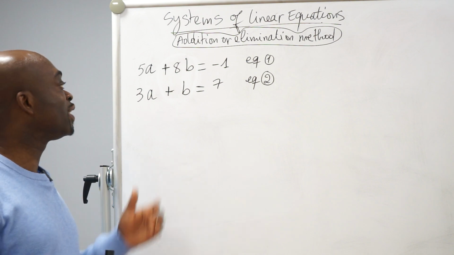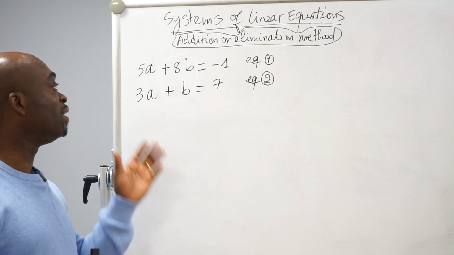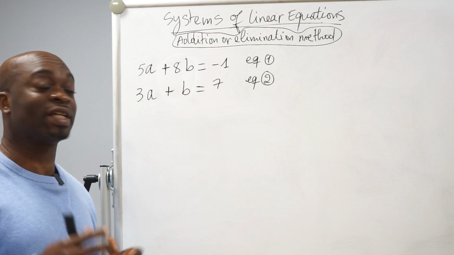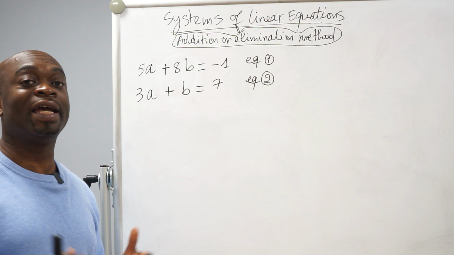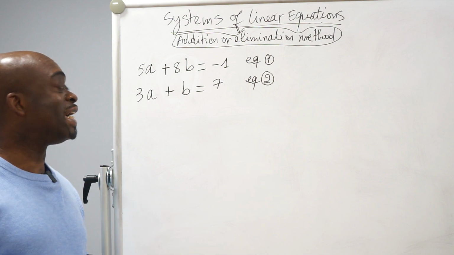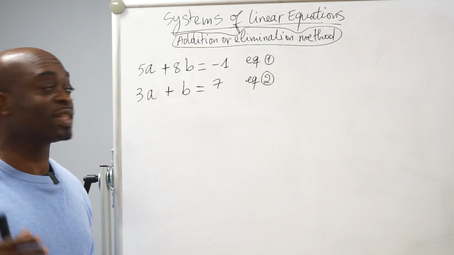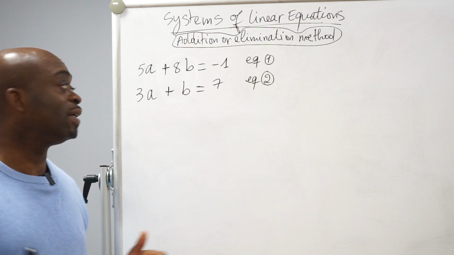All right? So this system here has two equations with two unknowns. So we have two unknowns, that means two variables. In this case, the variables are a and b. So we have 5a plus 8b equals -1, that's equation 1. And then 3a plus b equals 7, which is equation 2. All right? So let's go at it.